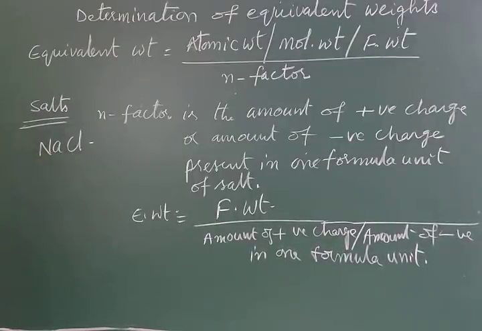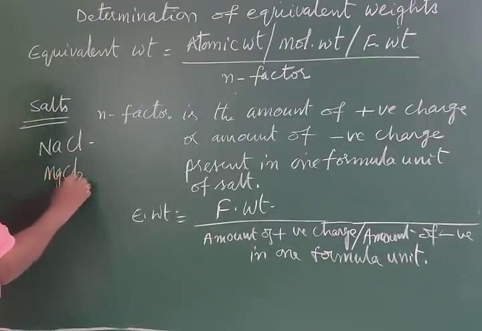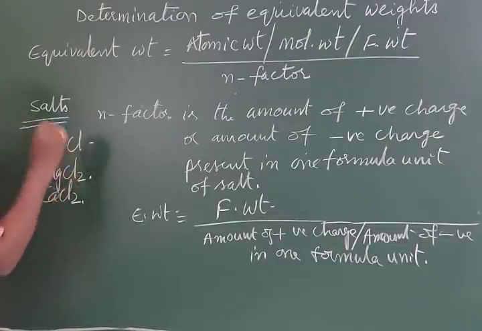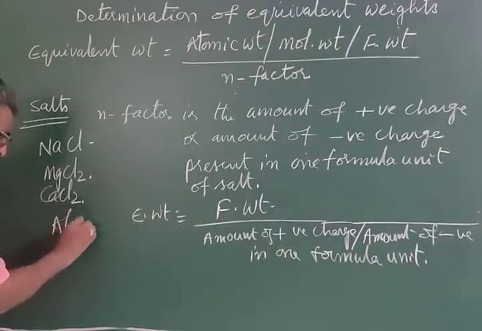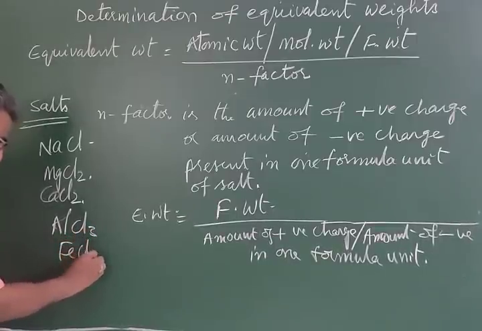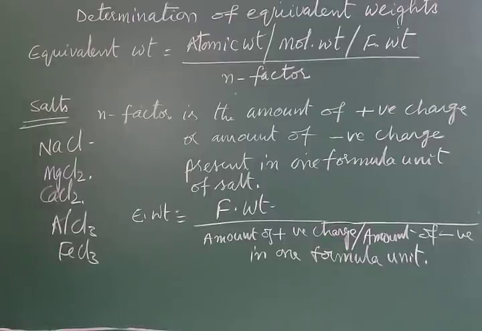So according to this, in substances like sodium chloride, equivalent weight is equal to formula weight by 1, that is equal to formula weight. In the case of substances like magnesium chloride and calcium chloride, N factor is 2, so equivalent weight is equal to formula weight by 2, that is, half of the formula weight. In the case of salts like aluminum chloride, ferric chloride or ferric sulfate, the equivalent weight is equal to formula weight by 3. In this way, the equivalent weight of a salt is calculated.